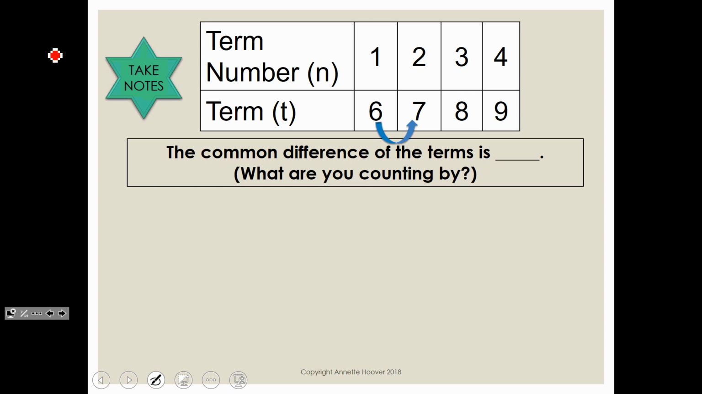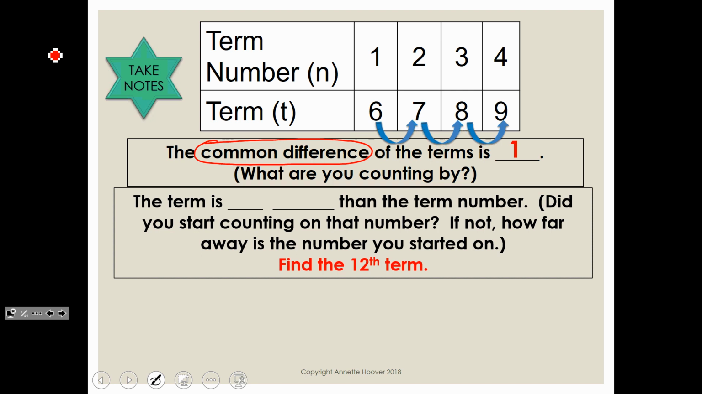First we're going to look to see if it's an arithmetic sequence. To go from 6 to 7, that's a plus 1. 7 to 8 is a plus 1. 8 to 9 is a plus 1. So each time we have what we call a common difference, which means we're adding or subtracting the same number, and that is adding by 1. We're counting by 1s. Now, did we start counting on the number 1? Did we go 1, 2, 3, 4? No, we started on a term which was 6. That was actually 5 more than what we're counting by.